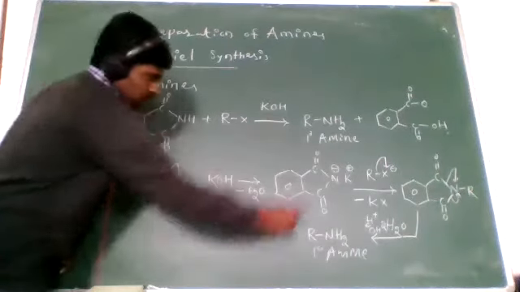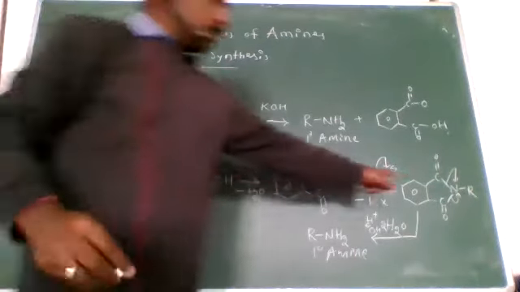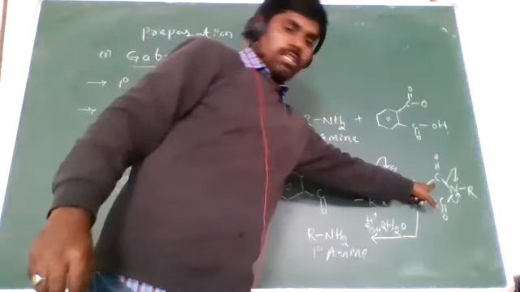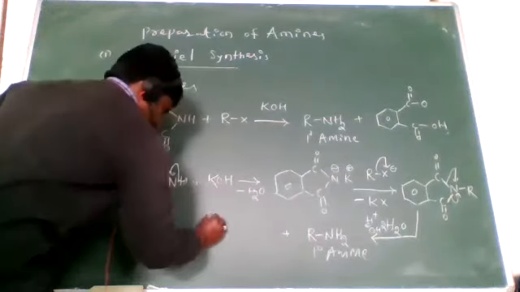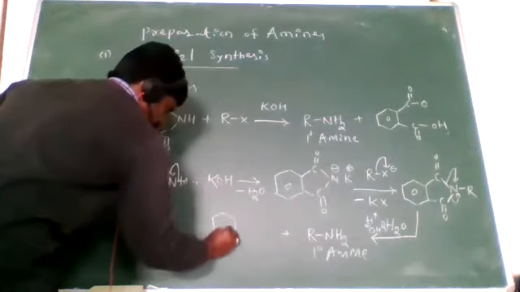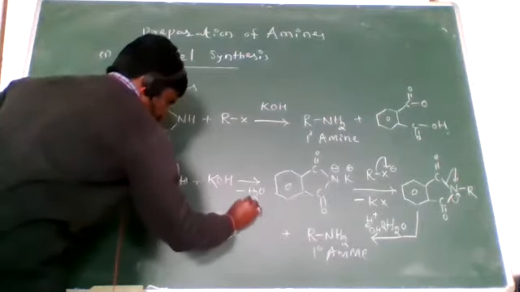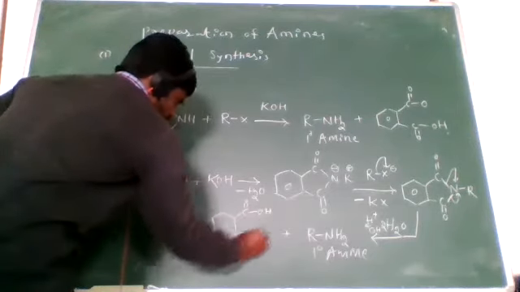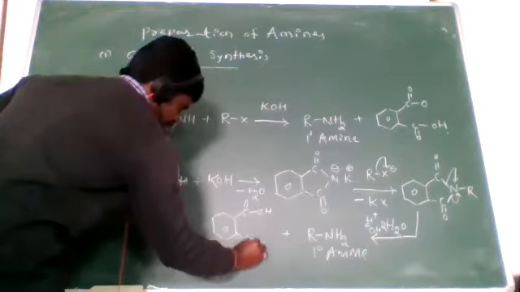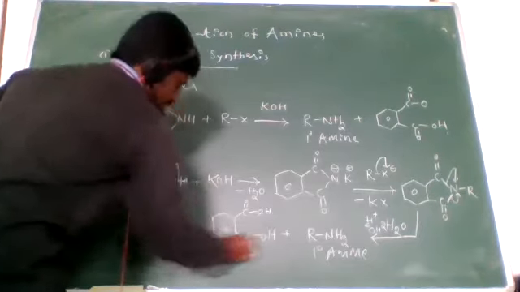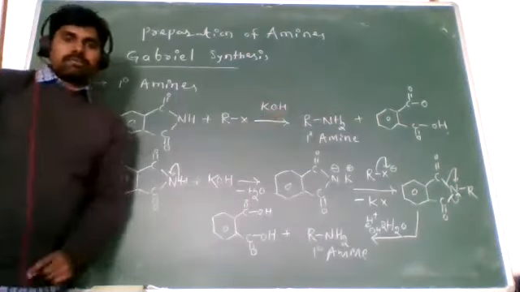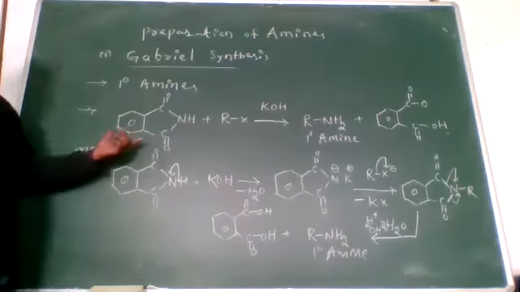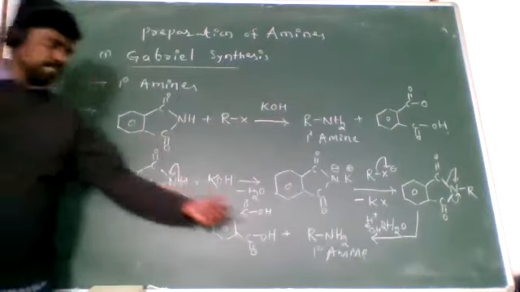Now here the carbon is getting positive, and this one also. Now that one takes the hydroxide from the water, takes the hydroxide from the water. When it has taken the hydroxide, it forms phthalic acid. So this is a preparation of amines.